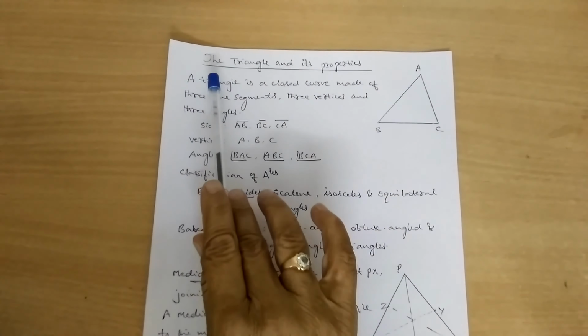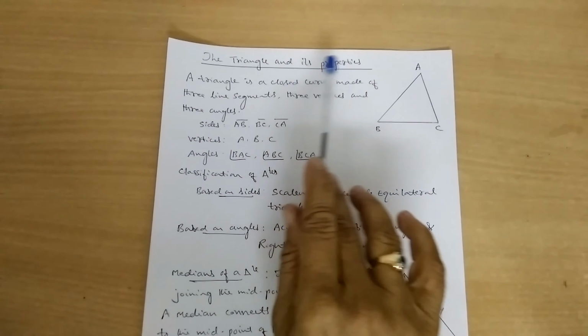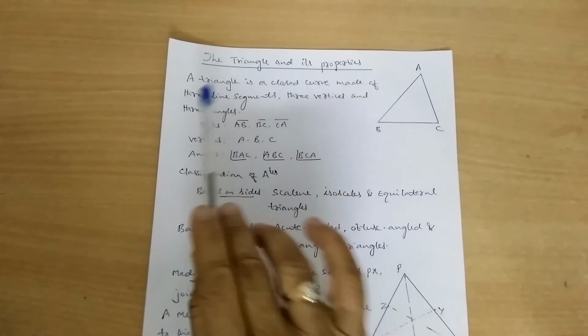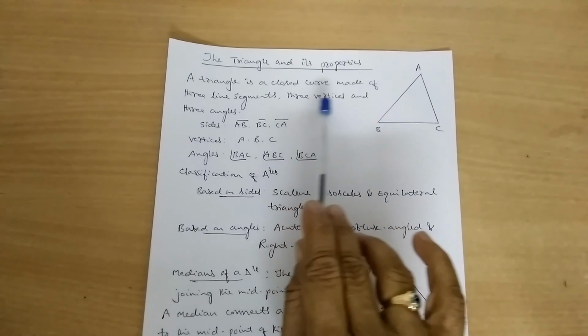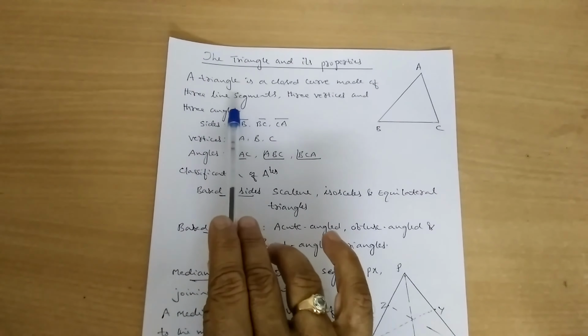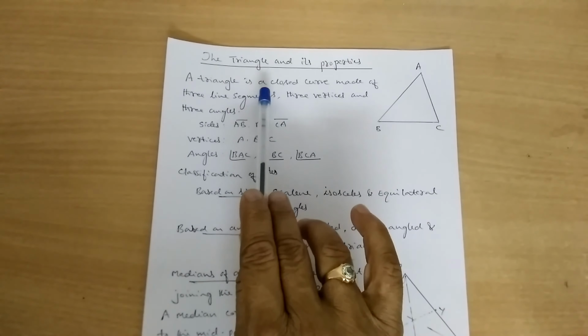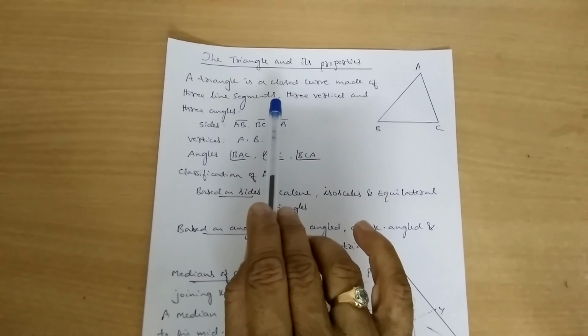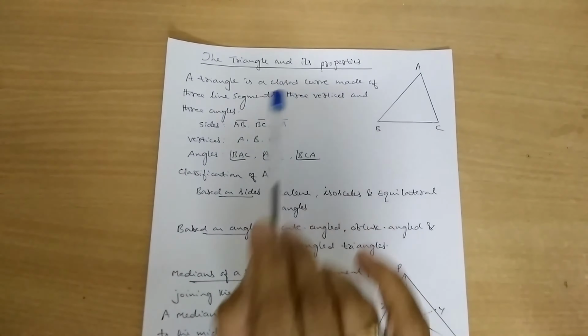Today we take the lesson, the triangle and its properties. A triangle is a closed curve made up of three line segments, three vertices and three angles. That means a three-sided geometrical figure is called a triangle. A triangle is a polygon having three sides.